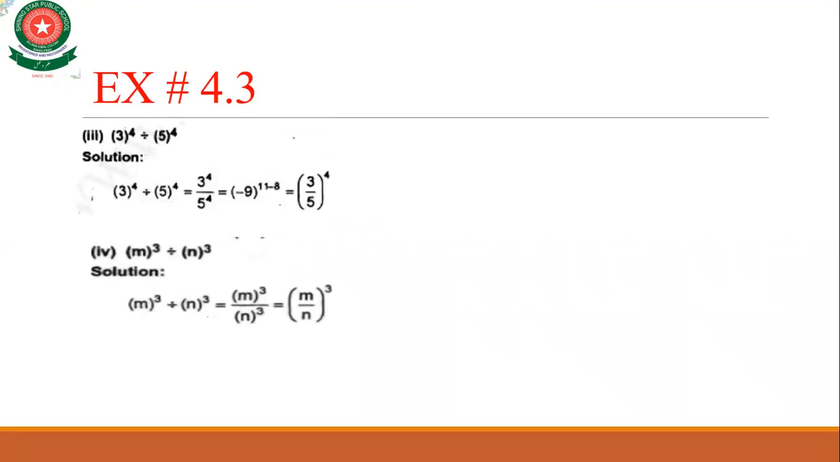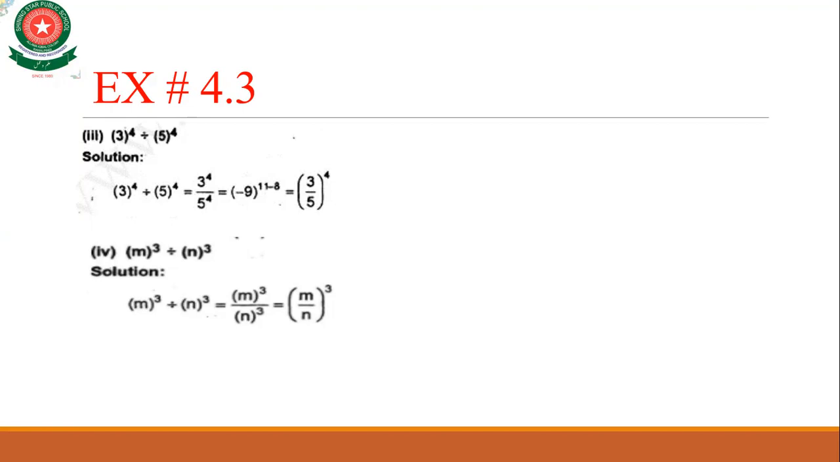Question number 1, part 3: 3 power 4 divided by 5 power 4. Here you can see that the bases are different but the exponents are the same. So here we will use the second law of quotients. According to this, the solution is 3 power 4 divided by 5 power 4 is equal to 3 power 4 over 5 power 4.